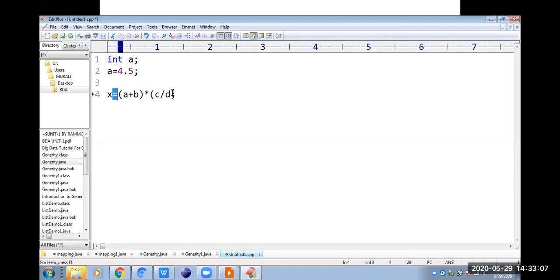But inside this one, one parenthesis is missed. So it is meaningless. It is not meaningful. What to do with this C by D? What is this one? It is not meaningful. Clear? Syntactically it is okay, but when we come to the meaning, it is meaningless. First I have to add A plus B. Then what about this C by D? Do I have to do C by D first, or multiply with C? It is meaningless because a parenthesis is missed.